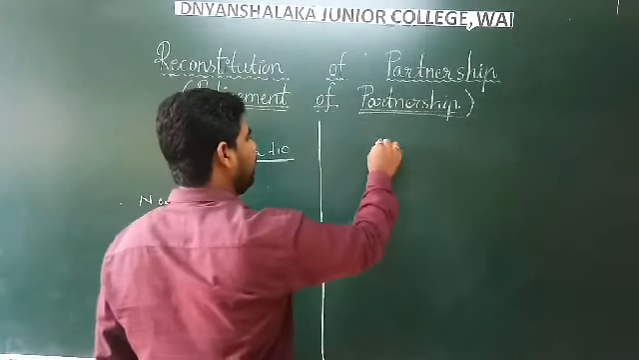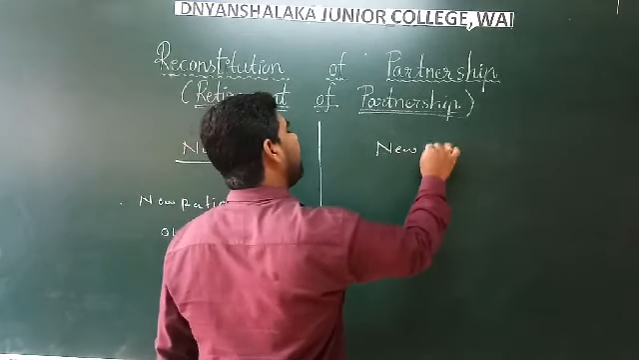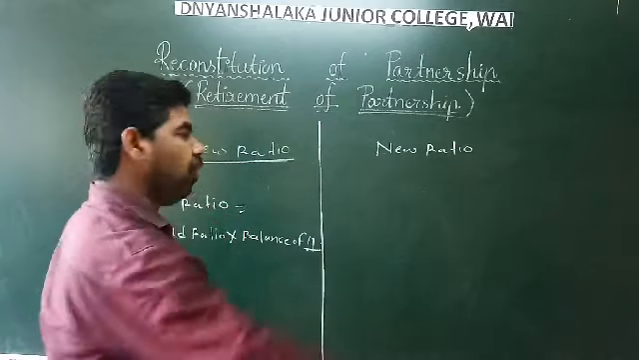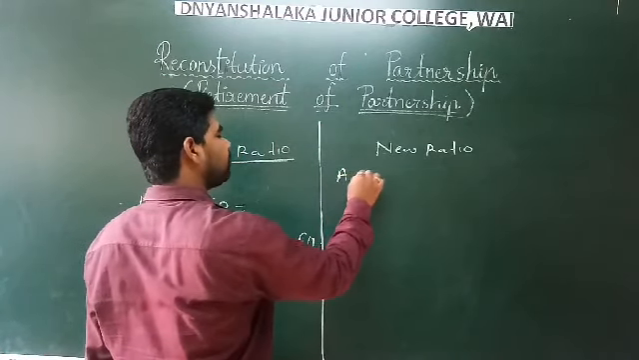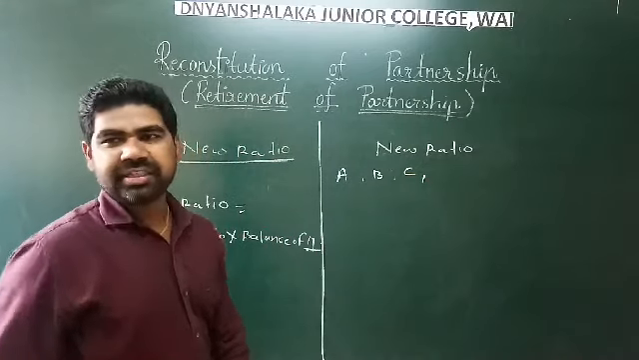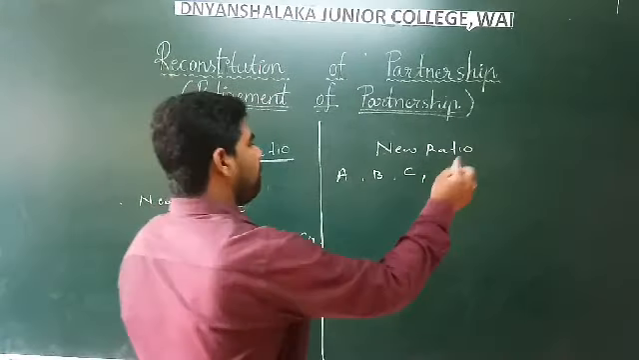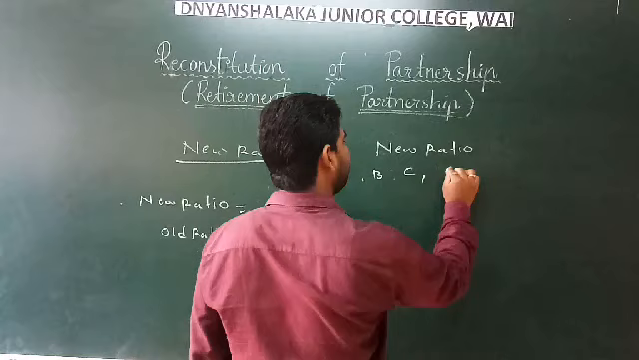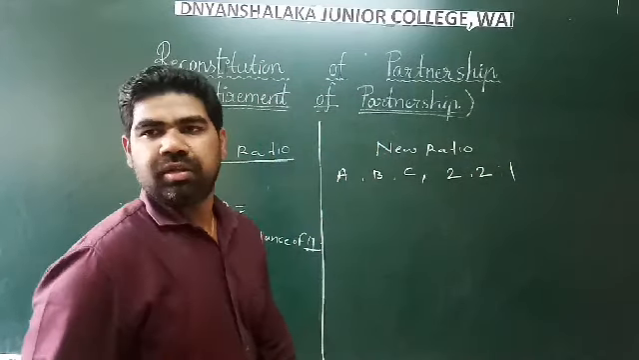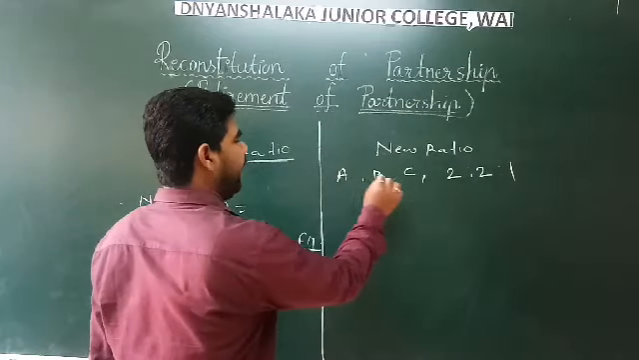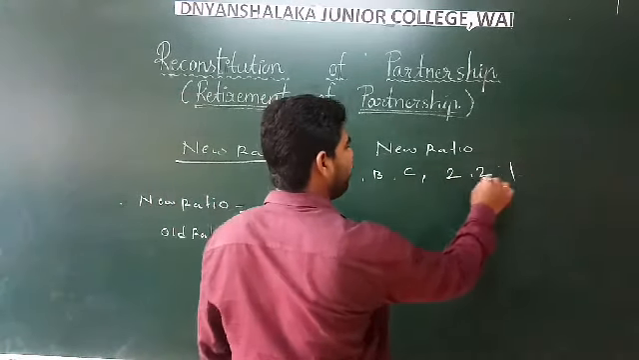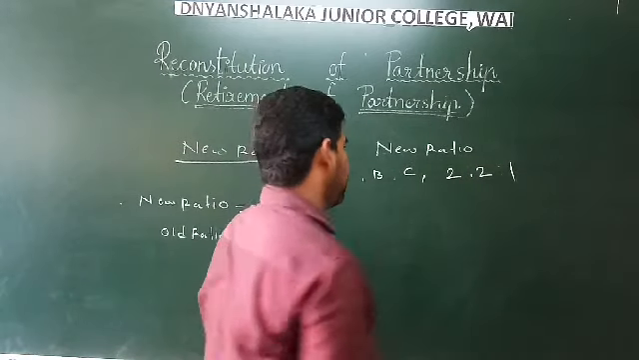Take another example of how we can calculate the new ratio in the topic of retirement. Suppose A, B and C, three partners, share profits and losses in the proportion of 2:1. What are the names of your existing partners? A, B and C. And what is the profit sharing ratio? 2:1.